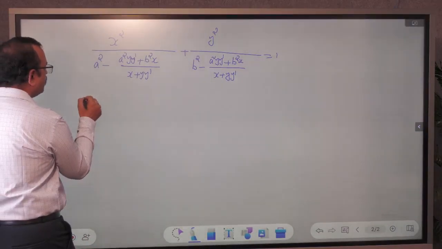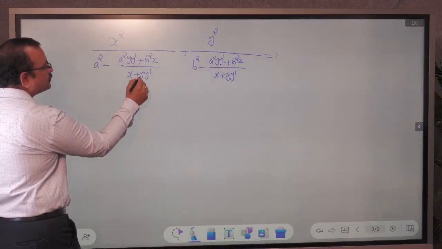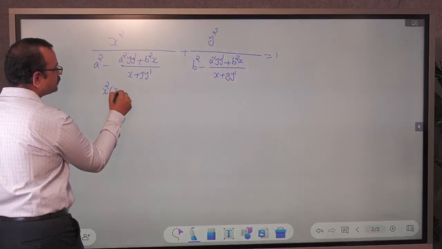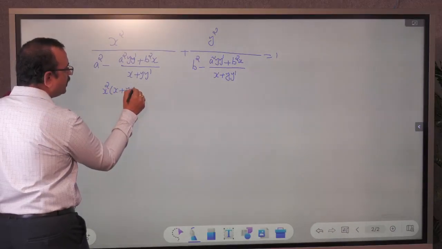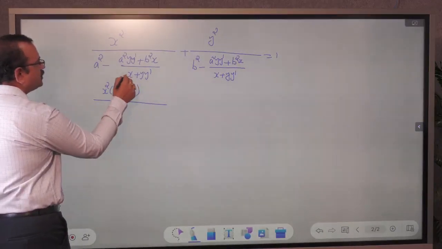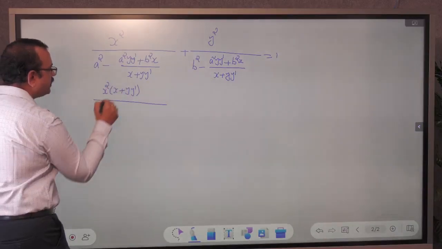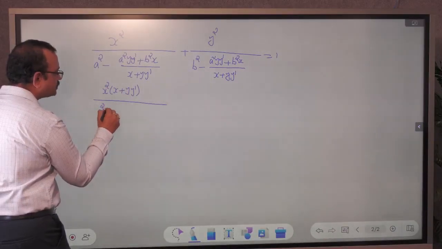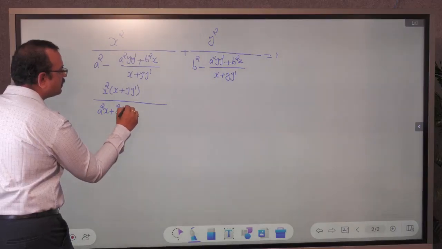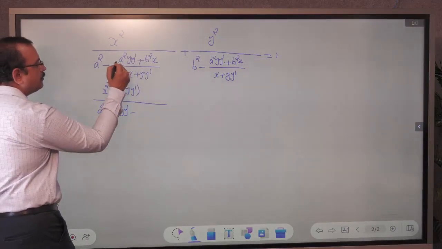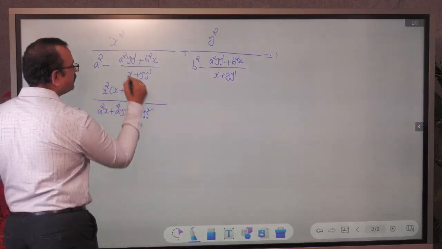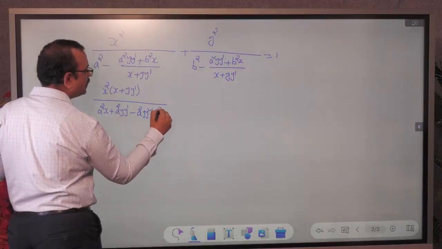Now you just simplify. So here in the denominator x plus y dash is the LCM, therefore we can write it as x square into x plus y dash whole divided by, okay, now what is LCM? X plus y dash is the LCM, means we will get a square into x plus a square into y dash minus, here you write it, minus of a square y dash plus into minus b square x.